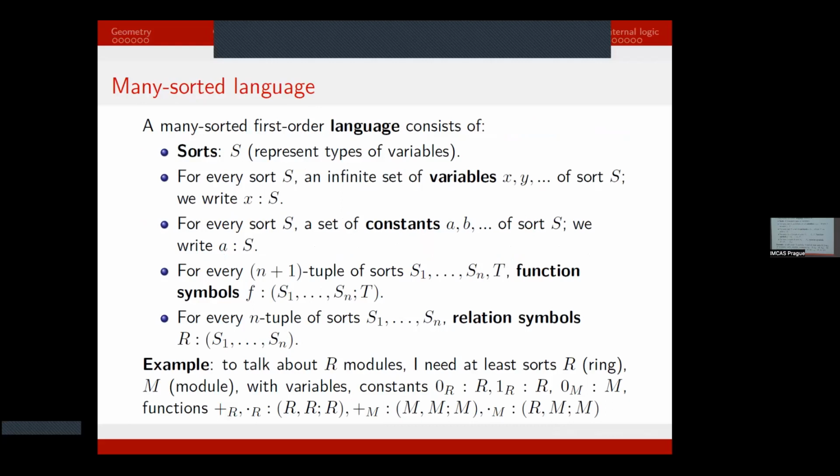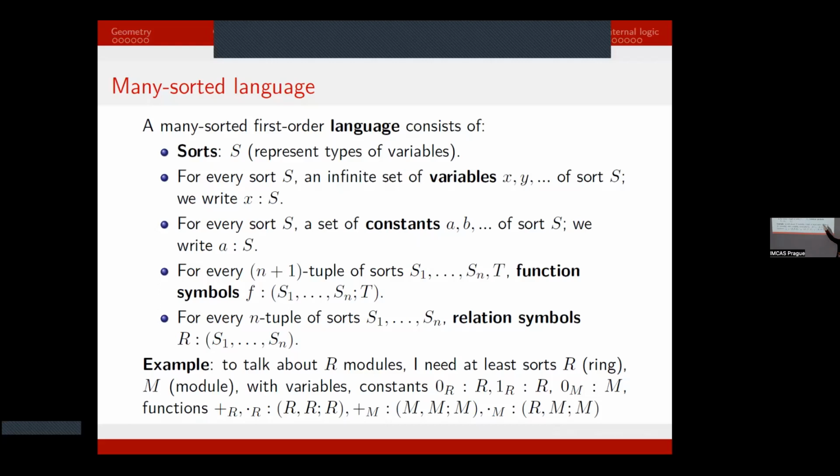And now we start with logic. Now it gets dangerous. So let's define a many-sorted language. What's a many-sorted language? It's a list of symbols that are sorts. What's a sort? It wants to represent the type of variable that we are using.